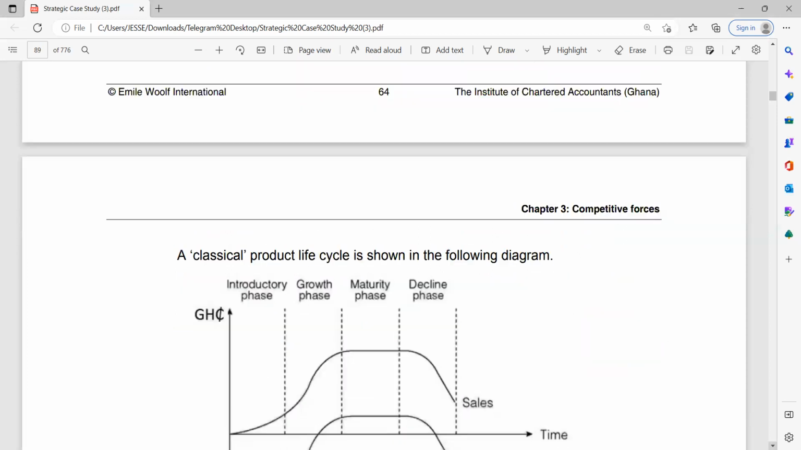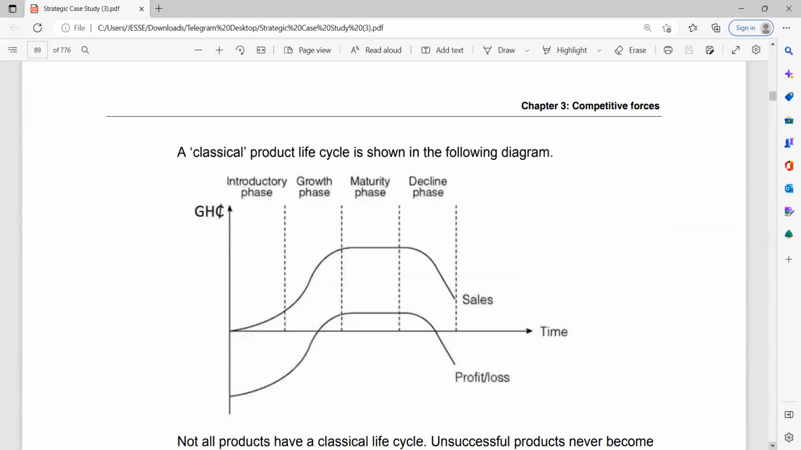Now, this is a simple diagram that shows exactly what's happening here. A classical product life cycle is shown in the following diagram, right? You have the introductory phase. So just look at the axes. You have the y-axis, which is in terms of money, right? That's why you have the currency at the top, and the x-axis is showing time, right? So you have these four different phases, and then you have sales and profits in there.